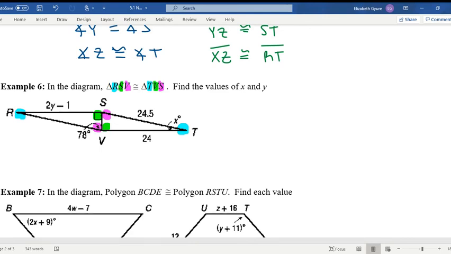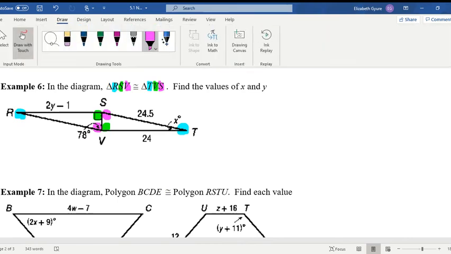So now knowing that, I have to find angle Y. I have to find the measure of Y and the measure of X. I don't care which one we do first, but does anyone have a suggestion? Okay, Mark, what's your suggestion? 24. Yeah, absolutely.